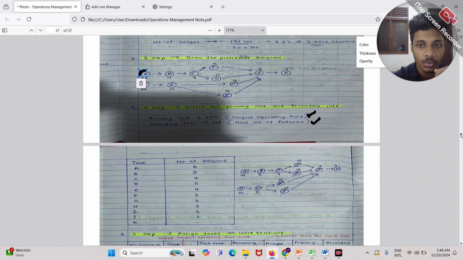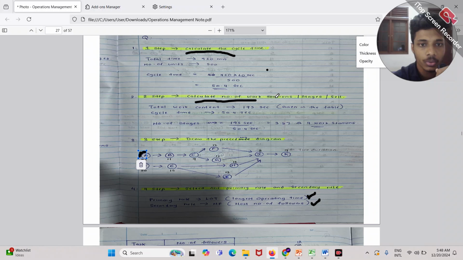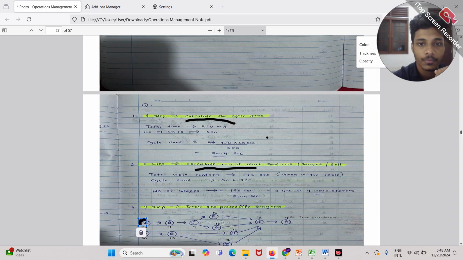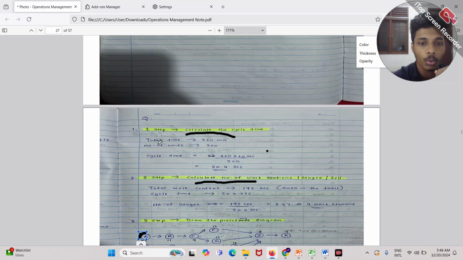Then what you have to do is find the cycle time. How to find the cycle time? The total time will be provided: 420 multiplied by 60 to convert minutes into seconds, divided by 500 units. Therefore, 50.4 is the cycle time.